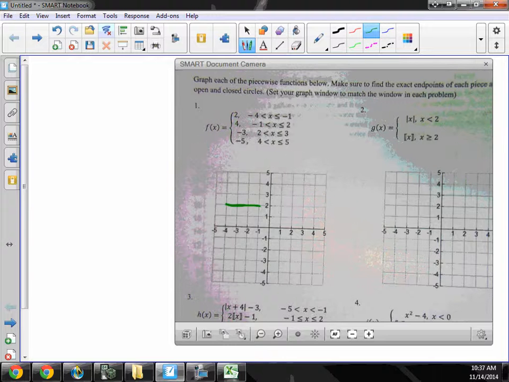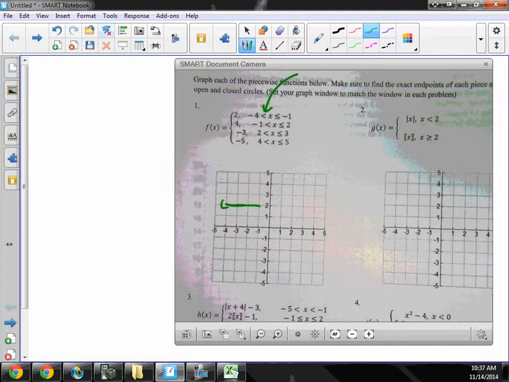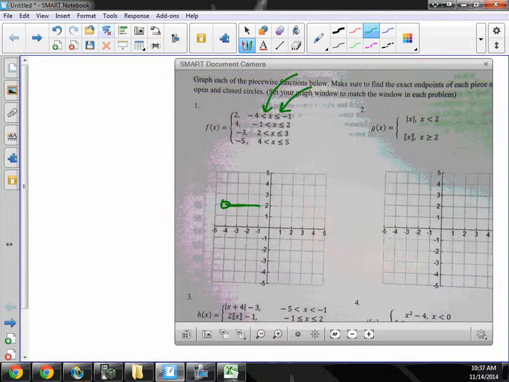Is the left side open or is the left side closed? Well, we look at the domain, and that says open. So we have an open circle. Is the right side open or is it closed? Closed. Okay. The next function is at 4 from -1 to 2.